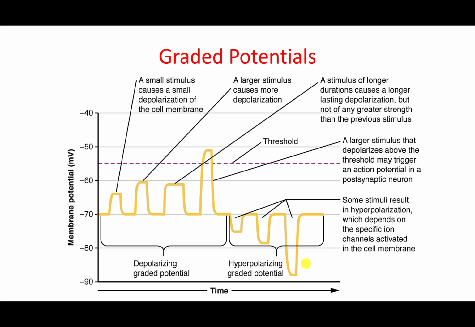So let's see this graph. Here at minus 70, this is the resting membrane potential, right? Now you can see that there are changes in these membrane potentials, okay? Some of them small, some of them big, and some of them are significant, like this one. This one will exceed the minus 55 line. This minus 55 in this case is something called the threshold.